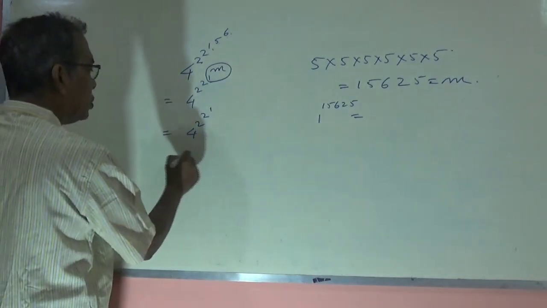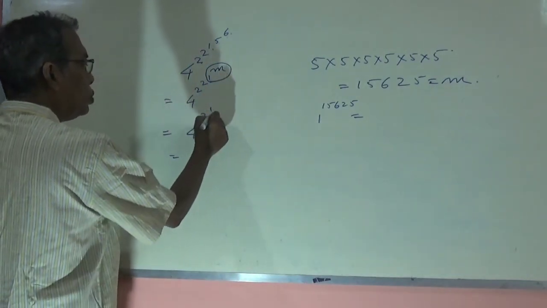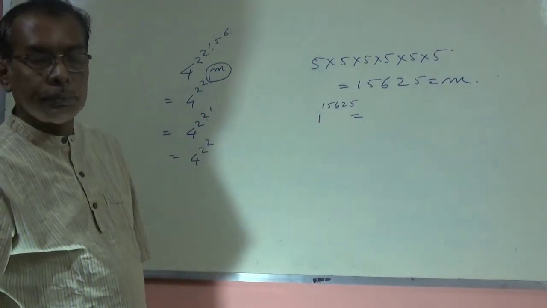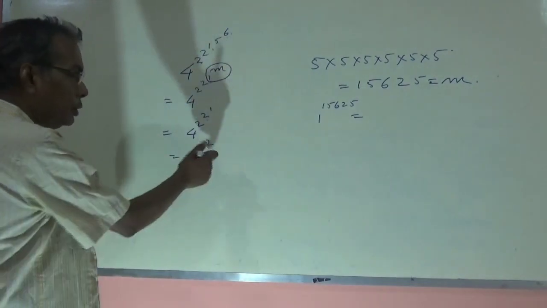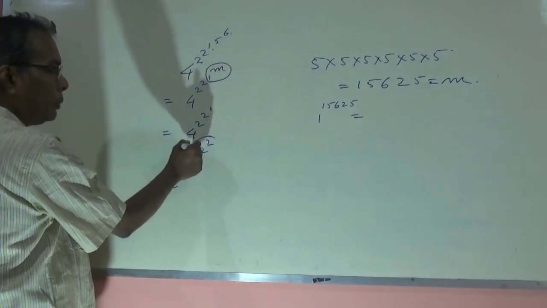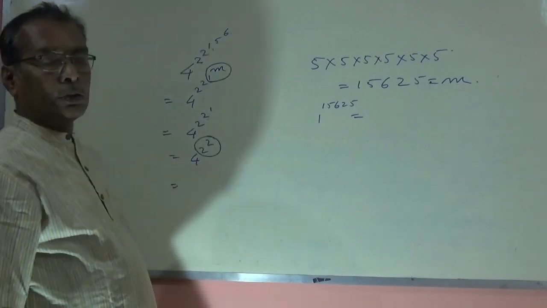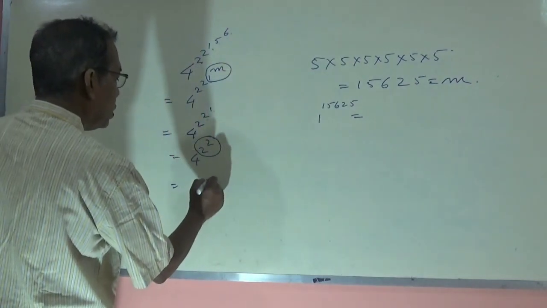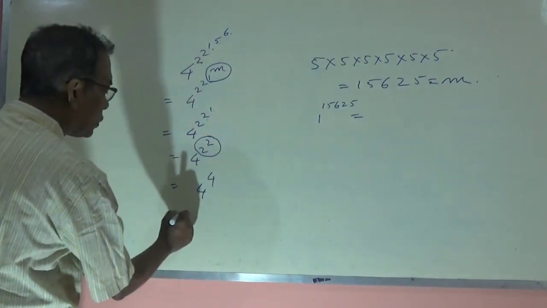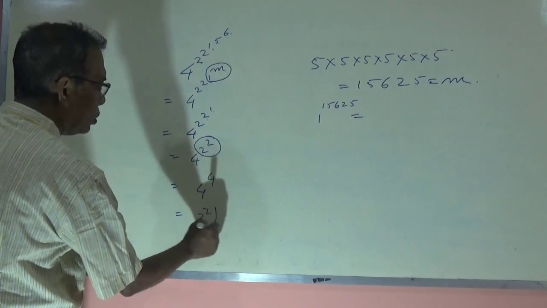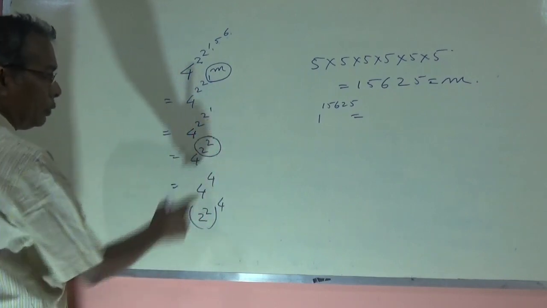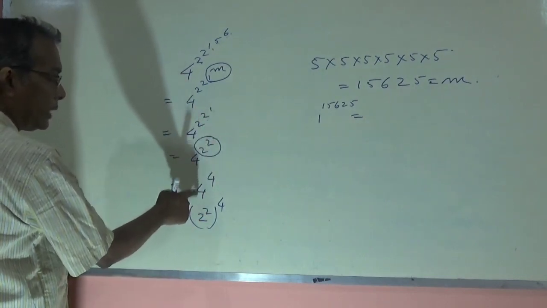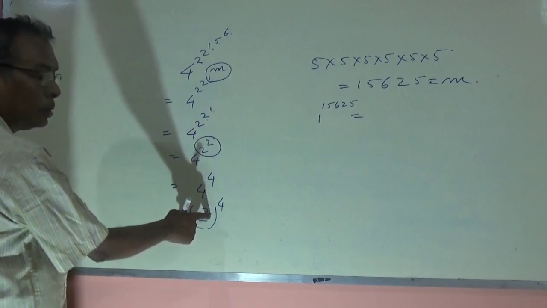And this one will be equal to 4 power 2, and 2 to the power 1 is nothing but 2. Correct? And 2 power 2, I am talking about only this 2 power 2. This 2 power 2 is nothing but 4. That is 4 power 4. Now this 4 you can write as 2 power 2 whole power 4, because this power 4 is on 4, and this 4 I am writing as 2 power 2. Correct?